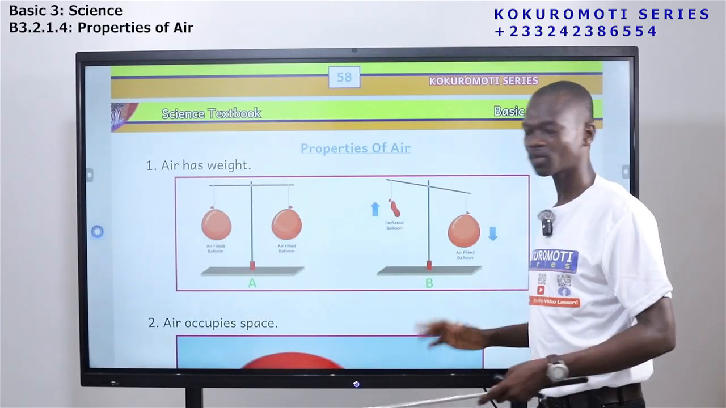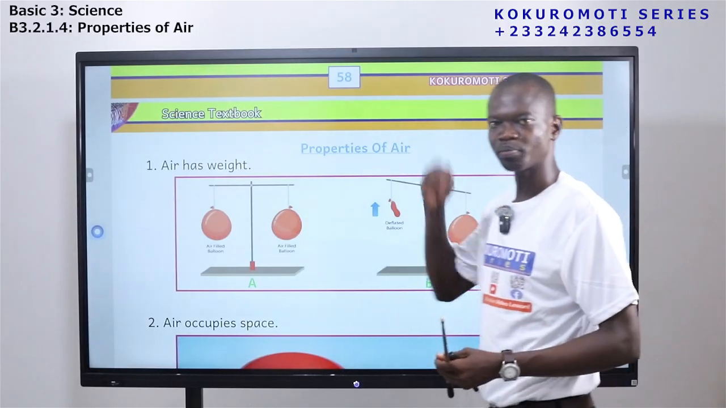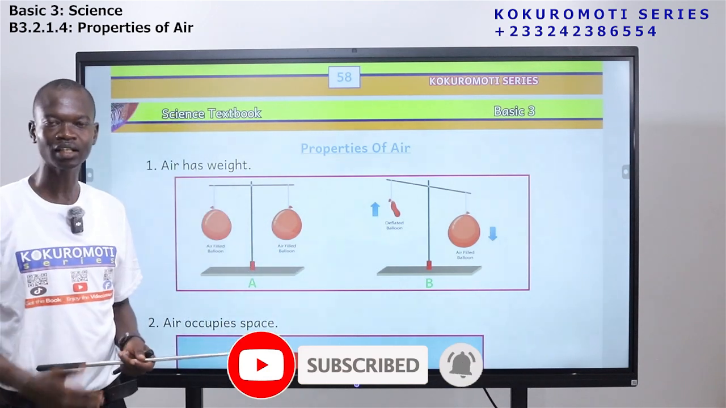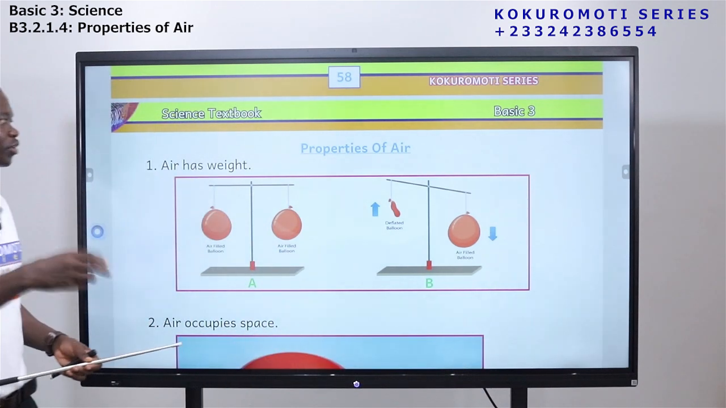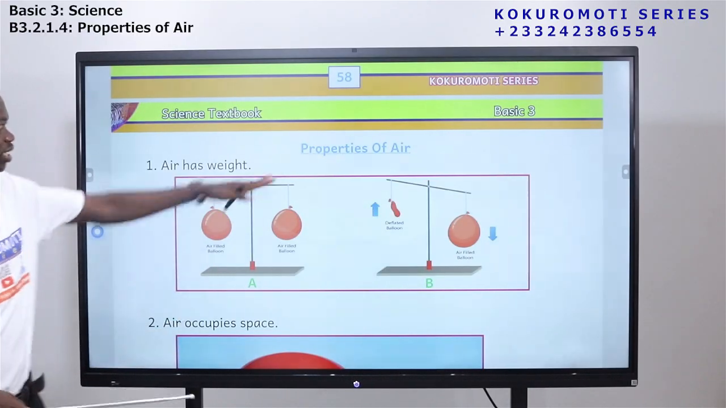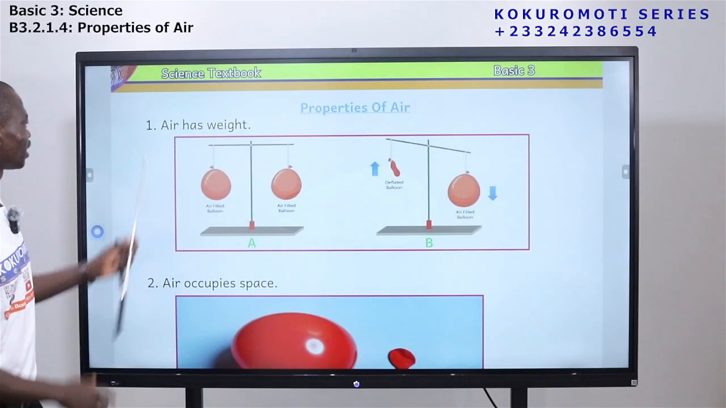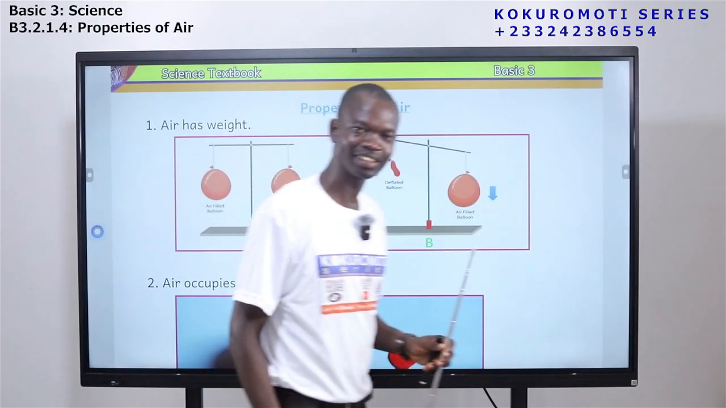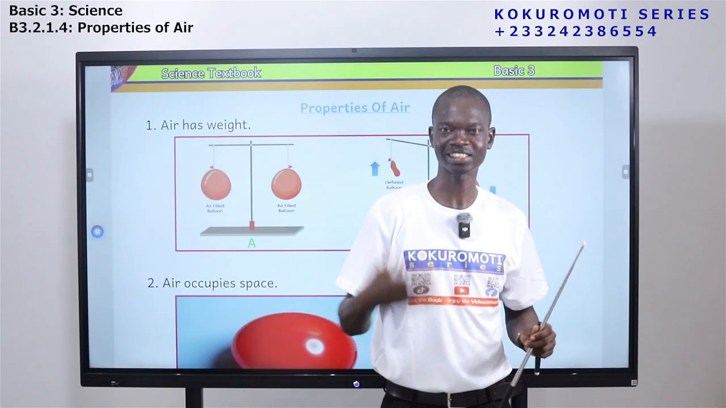Okay, now the next thing that we are looking at is properties of air. What makes air special from other states of matter? We have liquid, solid, and gas. Air is a gas. So what are the things that make air special? The first one is that air has weight. Are you aware of that? The thing that we cannot see, we cannot touch, still has weight.